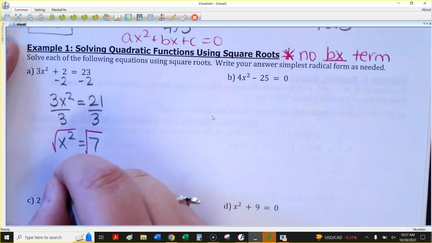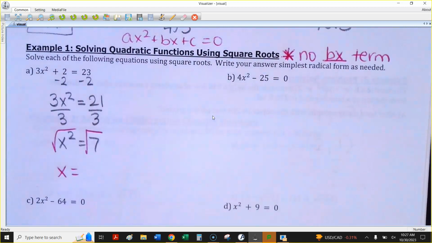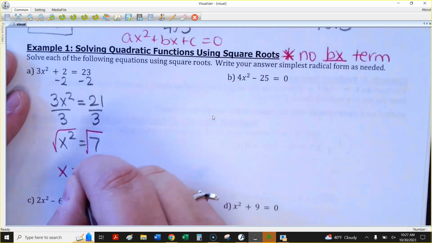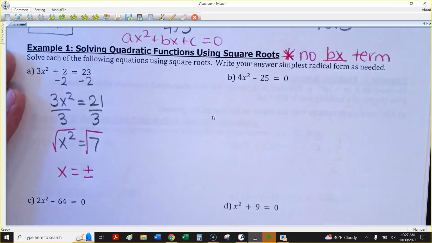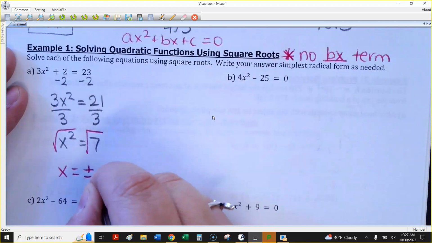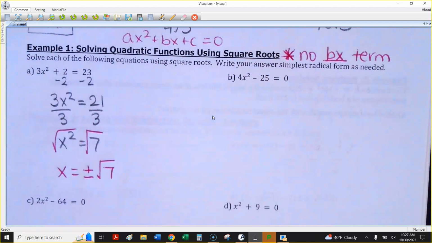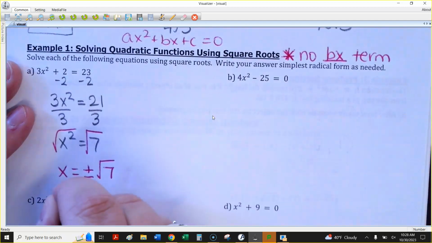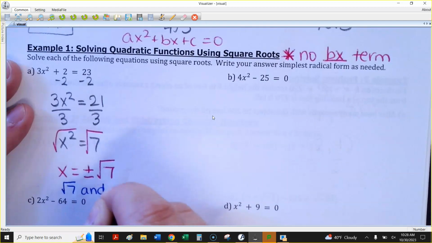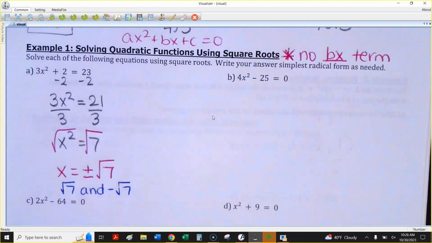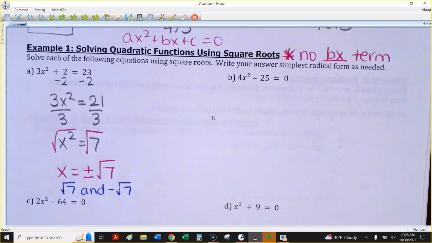Now, this is nice for us because 7 is a prime number. It doesn't break down under the square root, so it's already in simplest radical form. We don't have to do anything like we were doing above. But I do have 2 answers here. When you introduce the square root into the problem, you're going to have to put that plus and minus symbol. You don't have to write this, but I want to write it on this question at least. This means the square root of 7 and the negative square root of 7 are both answers to that question.